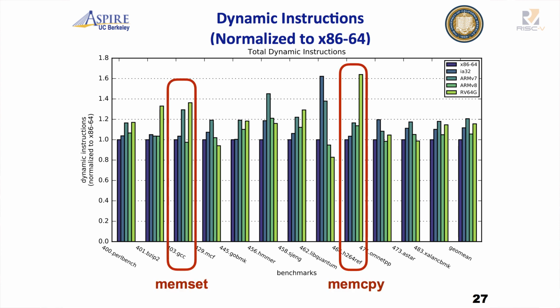GCC, a lot of that's a memset. So that's the one place where x86 64 uses 128-bit SSE moves. That's the only place it really showed up. For H.264, it's dominated by a memcopy. That's where that repeat move instruction comes in to do a lot of work.